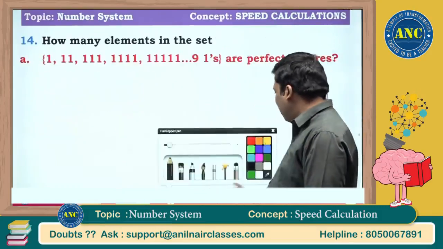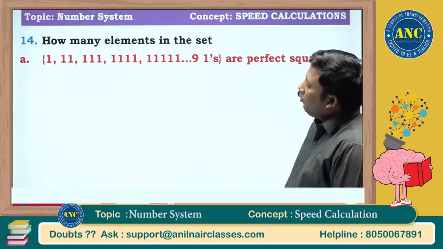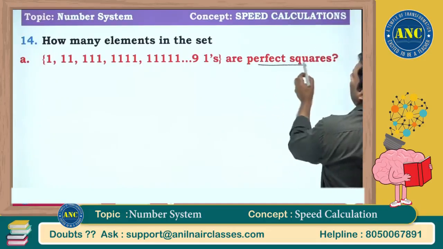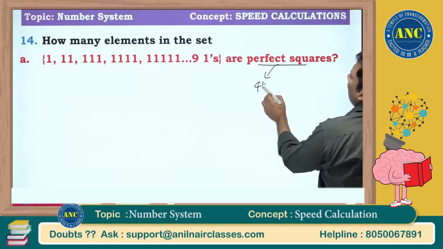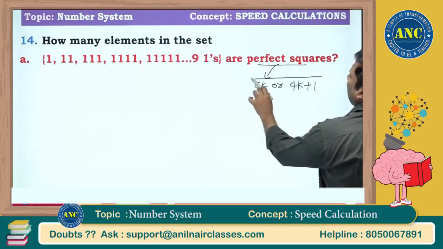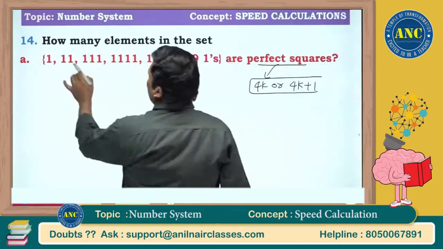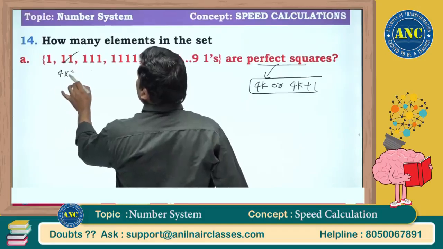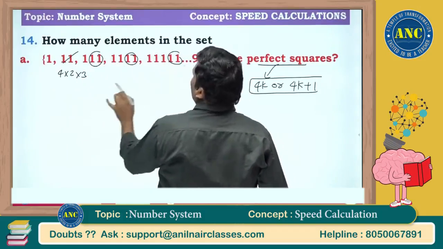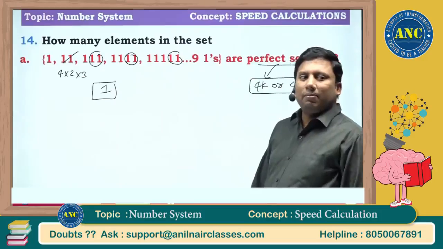Now, if you see here, this is the question. How many elements in the set are perfect squares? Any perfect square is of the form 4 into something or 4 into something plus 1, that is, 4k or 4k plus 1. The last two digits are 4 into 2 plus 3. So the answer is, there is only one number which is a perfect square, and that number is 1.